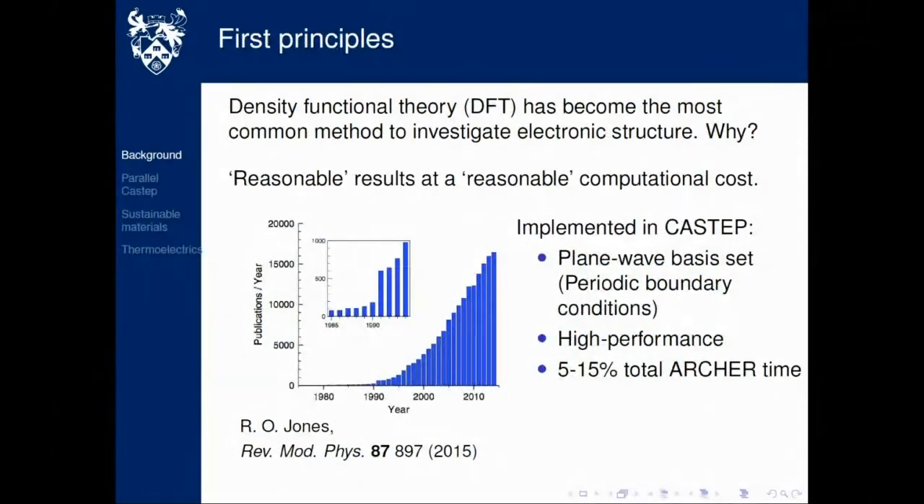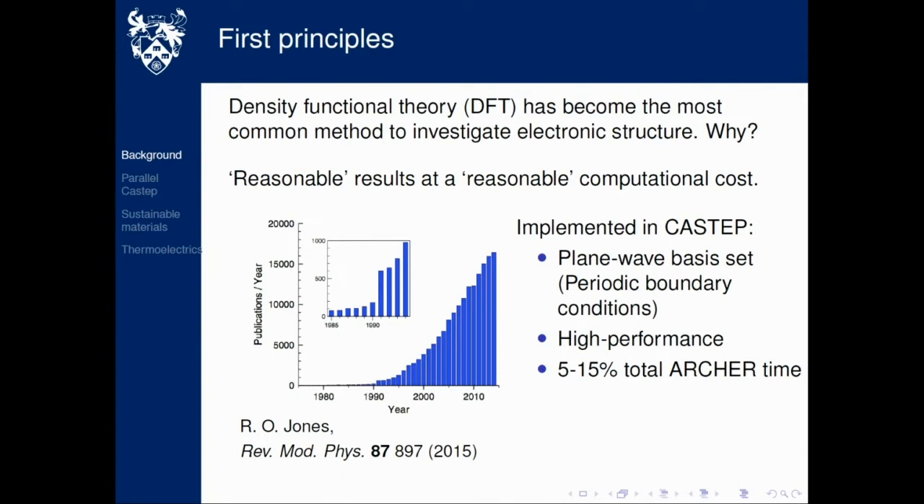And because of that, density functional theory has become probably the most common way of investigating how the electrons are distributed through a material, called the electronic structure, because it's computationally very cheap compared to other methods, and yet it's actually pretty accurate. So there's a plot of the number of publications per year. This is from Bob Jones' excellent review in 2015. And you can see that we've got this sharp increase from around about 1990.